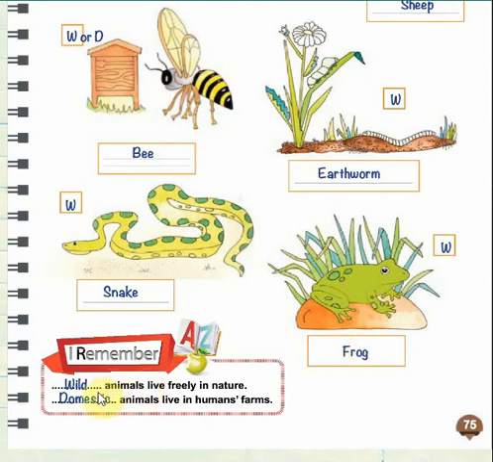So we can say that wild animals live freely in nature. Domestic animals live in humans' farms. I want you to read it several times. Wild animals live freely in nature. Domestic animals live in humans' farms. Thanks for listening.